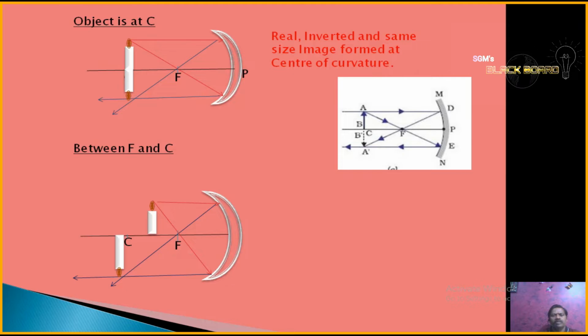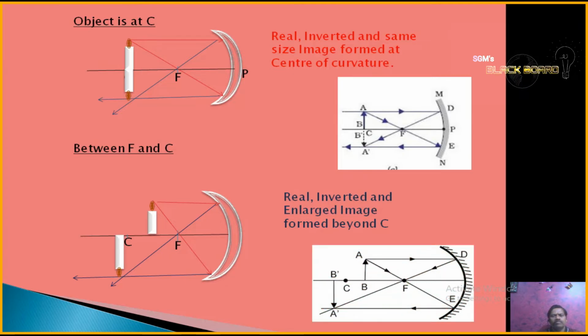If you see the image here, the image we got beyond the center of curvature is inverted, real, and comparing with the object it is enlarged. So here we are getting a real, inverted and enlarged image formed beyond the center of curvature. Now you can see the ray diagram here also.